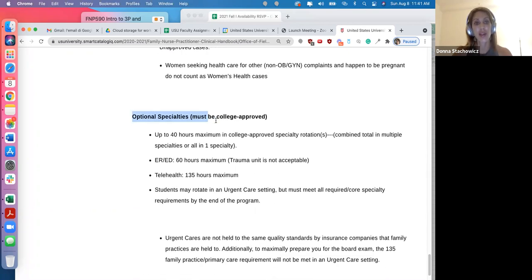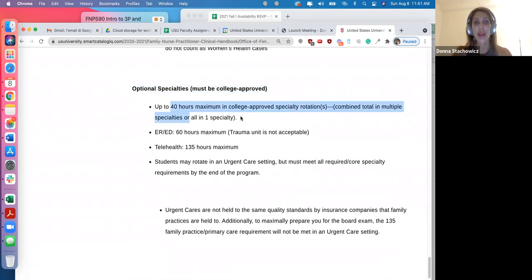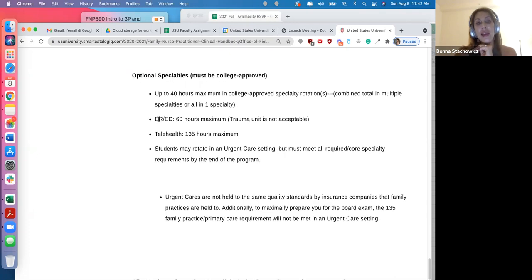Here is where we get to our optional specialties, and they must be college approved. 40 hours maximum in one college approved specialty. You could also combine that and divide it up. So let's say you want to do 20 hours in cardiology and 20 hours in nephrology. That combined total is 40. You've maxed out. If you want to do a SNF, or if you want to do long-term care or memory care, you've maxed out your 40 hours. You can only do it for 40 hours.